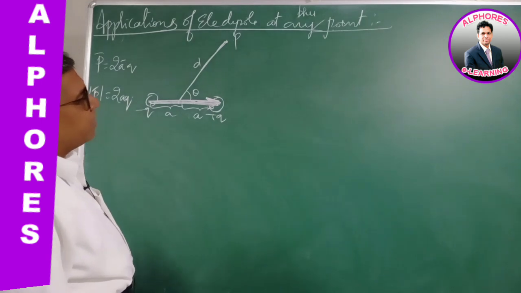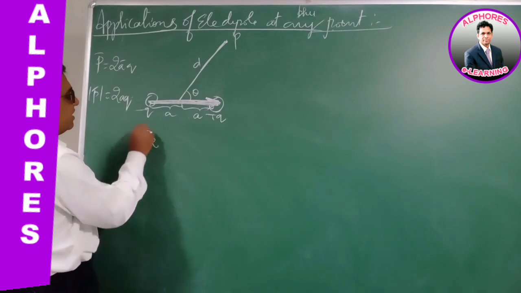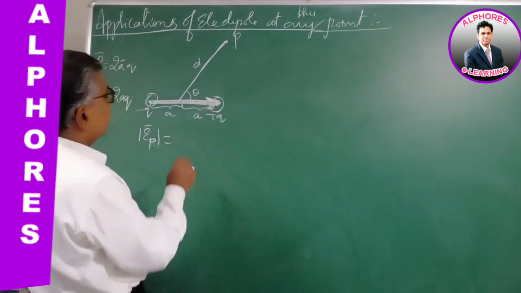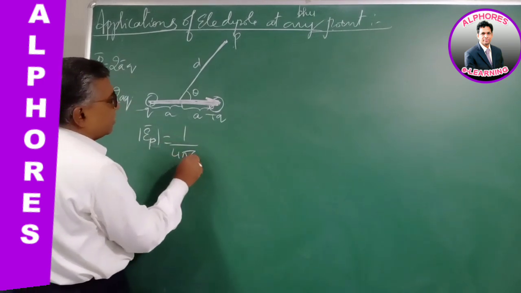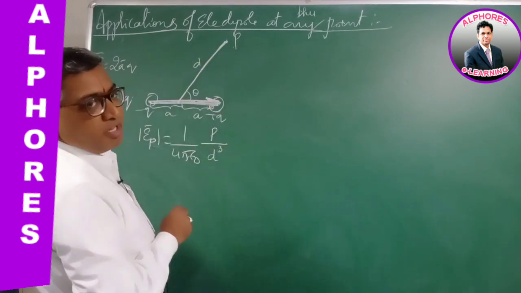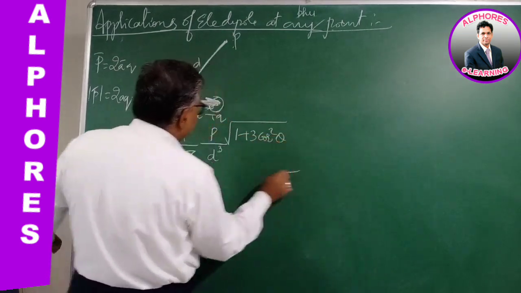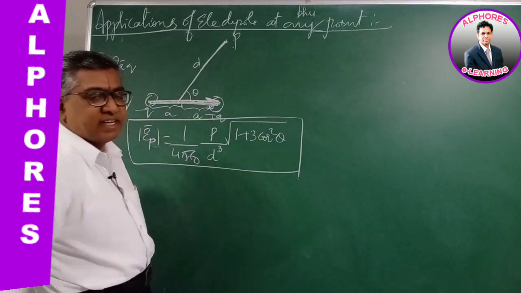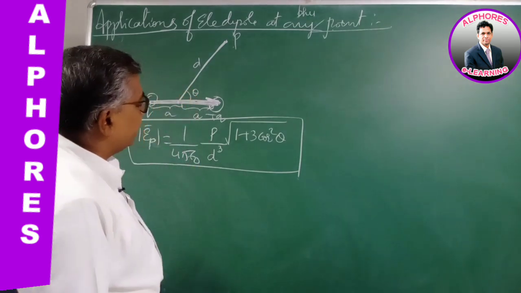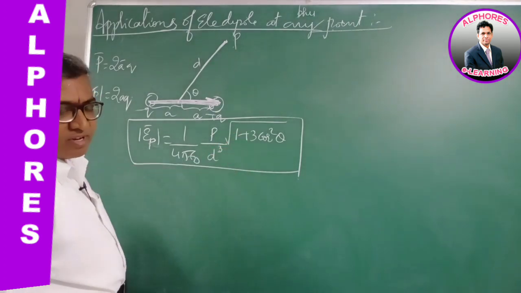Then we have evaluated a formula for the electric field intensity. We got the resultant electric field intensity at this point P. Let's say EP in general is 1 by 4 pi epsilon naught, P by d cube, under root of 1 plus 3 cos square theta. This is the magnitude of the resultant electric field intensity at any point for an electric dipole.